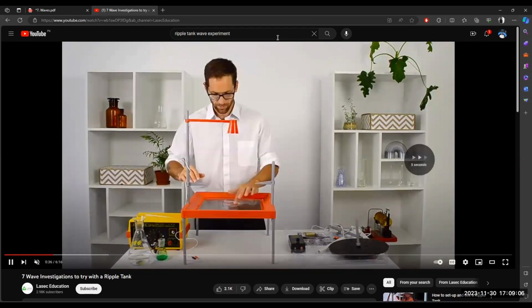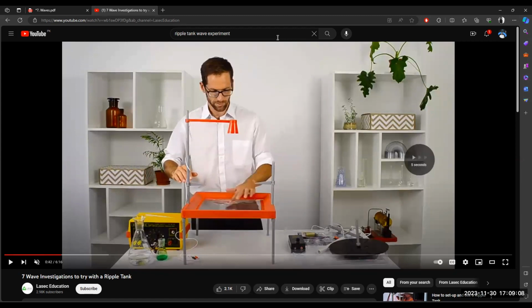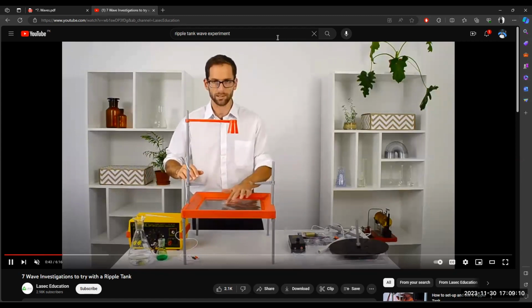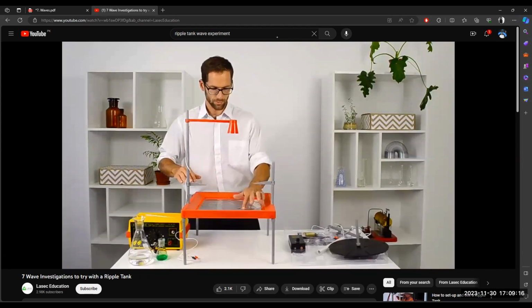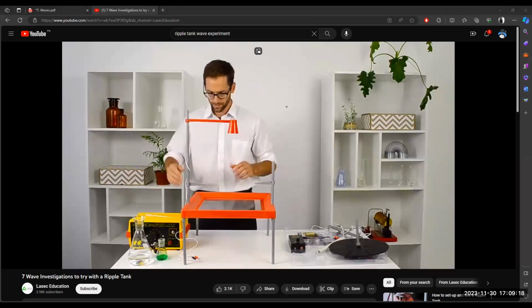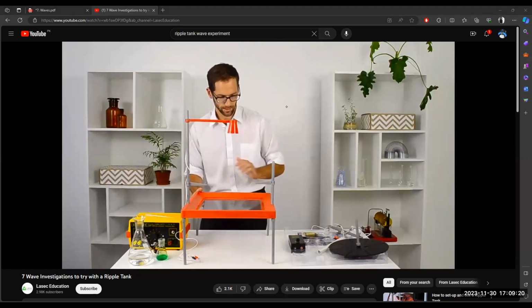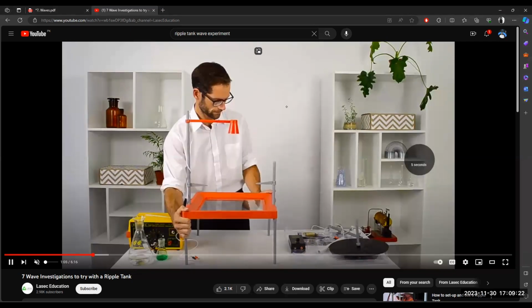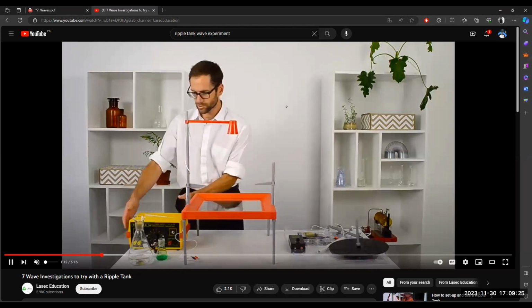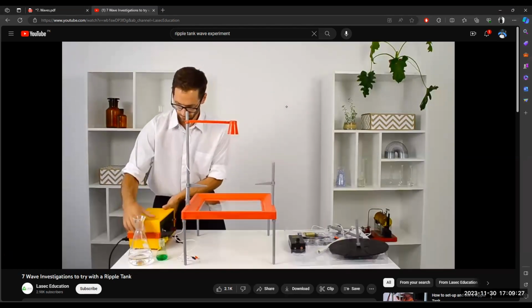And this color is just for the representation, so your representation will be clear, because in water you know that the background is also white, so we might not be able to observe the waves very clearly. So this is the setup of ripple tank.